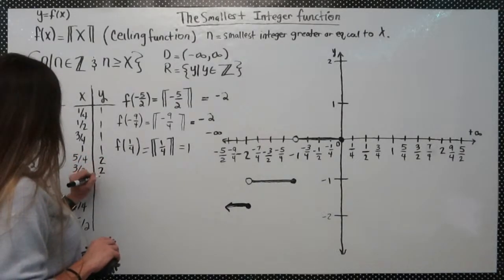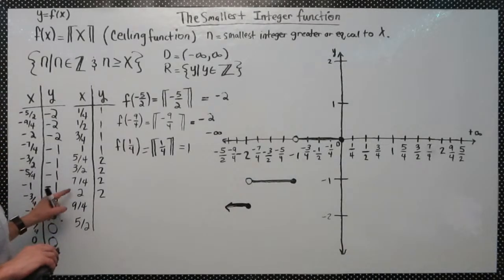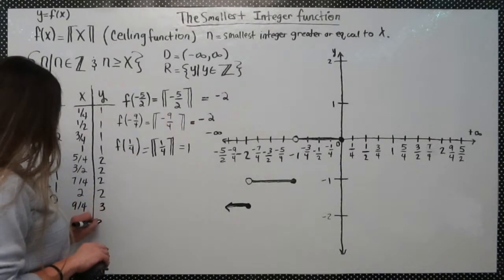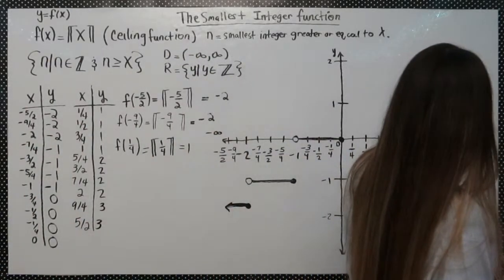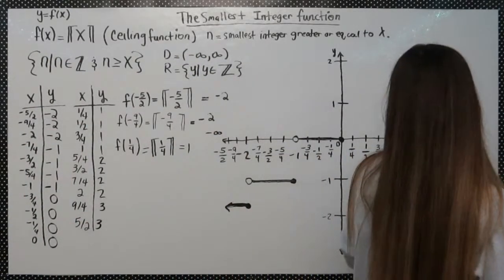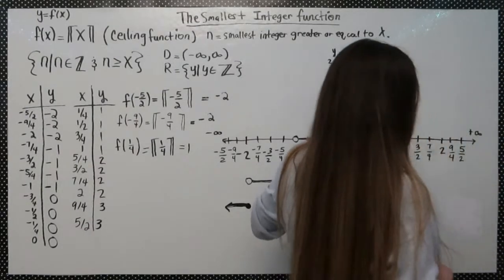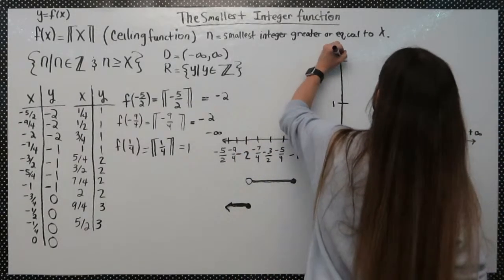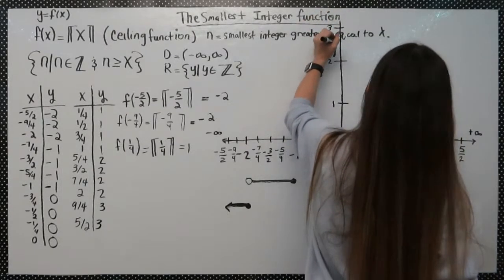So all of these values will go to 2 until we get to 2. And then at 2, 9/4 is going to go to 3, because the smallest integer that's greater than or equal to 9/4 and 5/2 is actually 3. So we would need another value up here, and we didn't leave room for that. So we might be able to sketch over here. 3 would be about right there, wouldn't it? Okay, we'll get them in there.